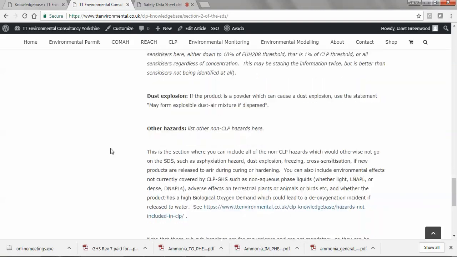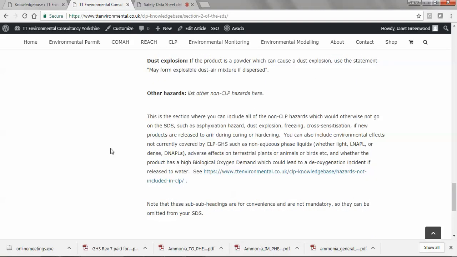You may have other non-CLP hazards, all the ones we've talked about, such as asphyxiation hazard, freezing, cross-sensitization, if new products are released to air. And you can have extra environmental effects in if you think that these are appropriate.